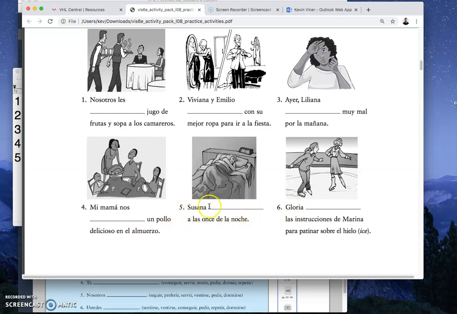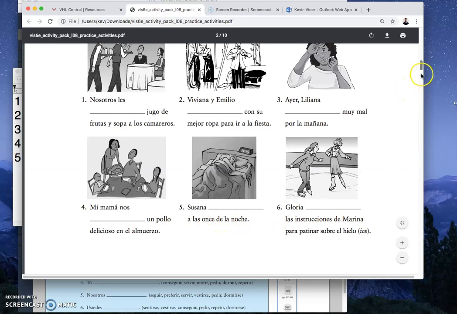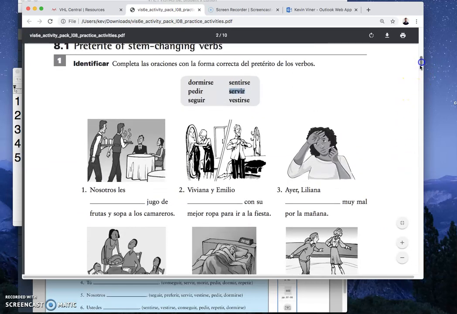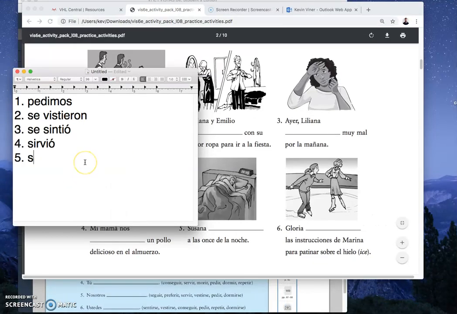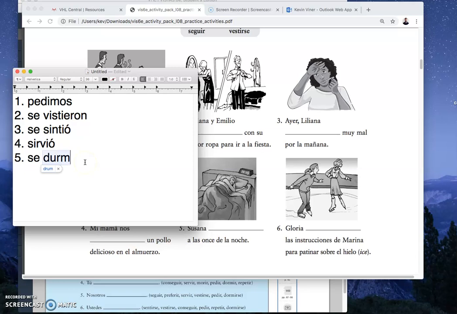Okay, número 5. Susana blank a las 11 de la noche. So the only verb that would make sense here, right? You can pause it, come back. Is dormirse, right? So fell asleep. And again, we have a third person singular, Susana. So there would be the stem change. We say se durmió, right? Durmió, there's the stem change.